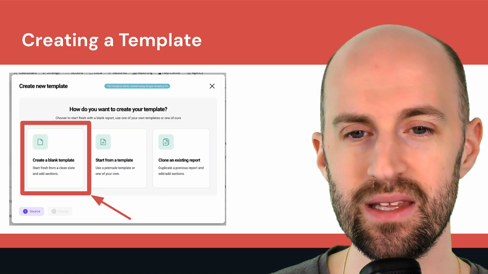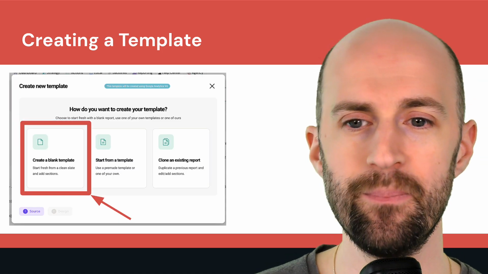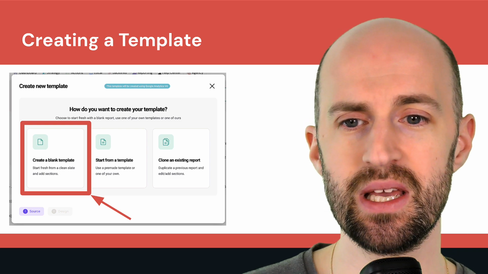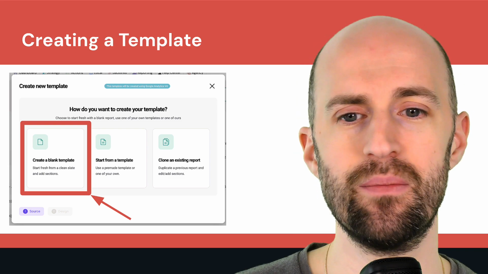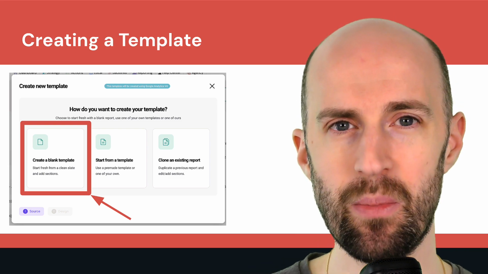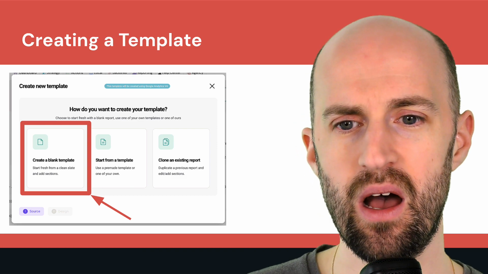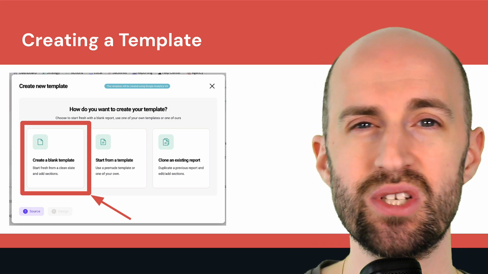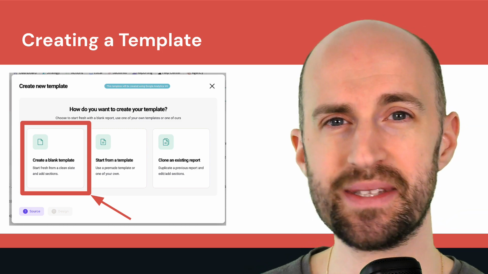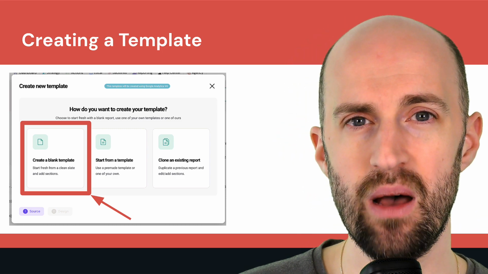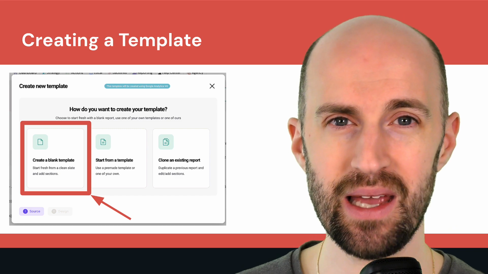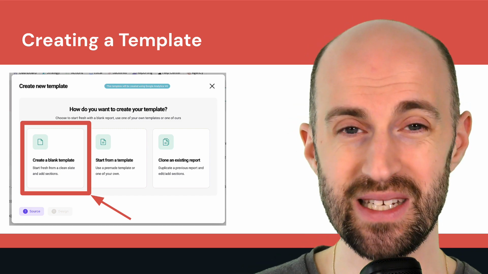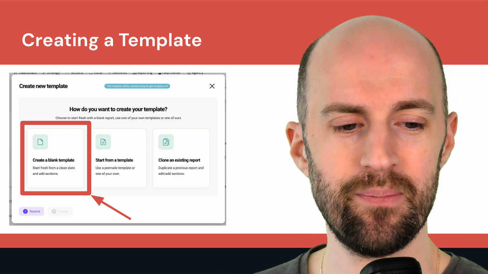And once you've done that, this little pop-up will come up. There's three options again: create a blank template, start from a template, or clone an existing report as a template. We're going to go through creating a blank template. It's the same process as creating a report, so just watch that section of the video. It's just going to be the boilerplate to start from, basically the starting point template.